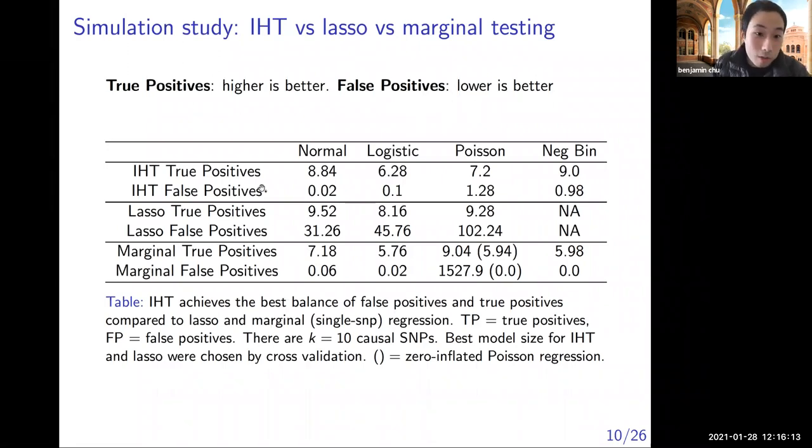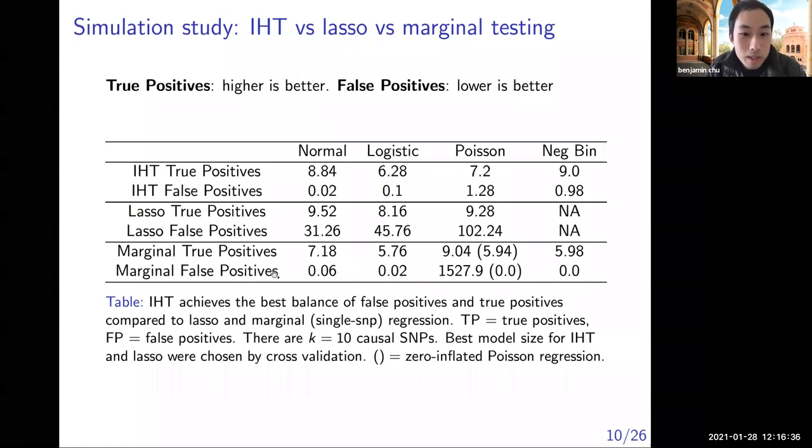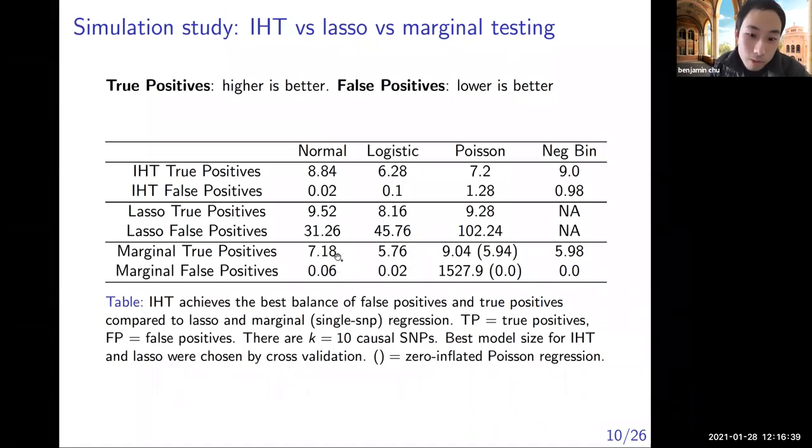And so the conclusion is that IHT is better than lasso because lasso has so many false positives, right? Like on average, let's say lasso finds 40 predictors, 30 of them will be false positives. So that's just too expensive to follow up in GWAS. And IHT is, in summary, better than these marginal tests because these marginal tests don't find enough true positives, right? There's K true positives, but marginal ones find about 7, IHT finds more, almost 9, right? So that's our simulation studies.